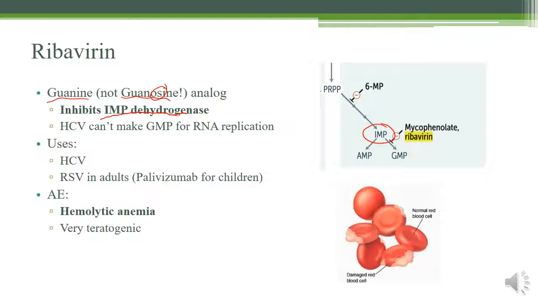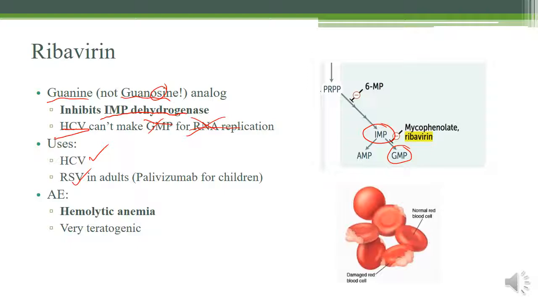IMP dehydrogenase turns IMP into GMP, which is guanine monophosphate, and that can be used in both DNA and RNA. But since we're talking about the hepatitis C virus, which is an RNA virus, we're going to talk about RNA replication. And if you can't make GMP, you cannot make RNA, so you prevent the RNA replication in the virus. It can be used for hepatitis C virus or for other RNA viruses like the RSV virus.